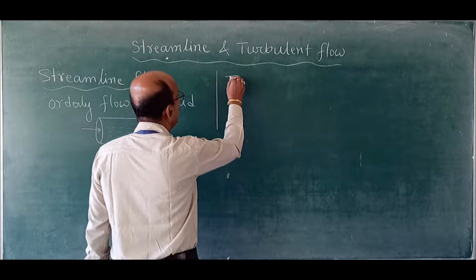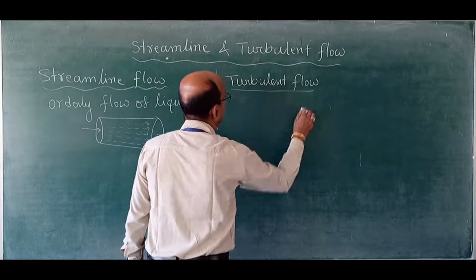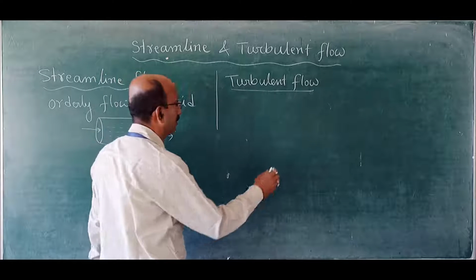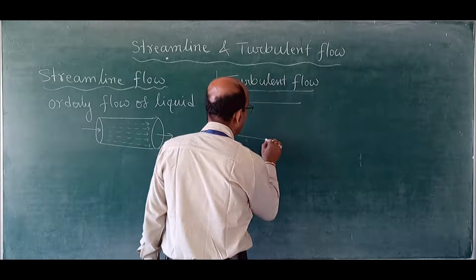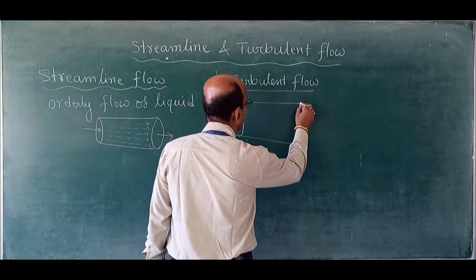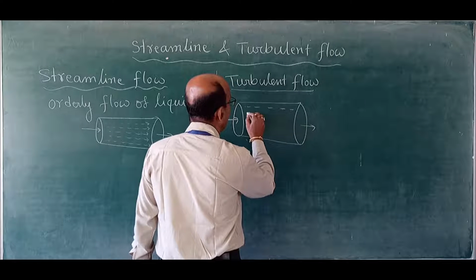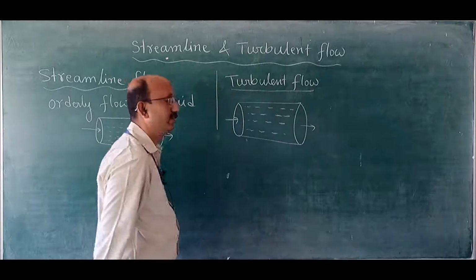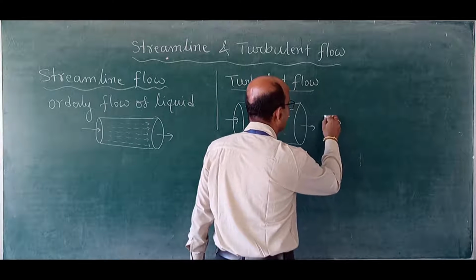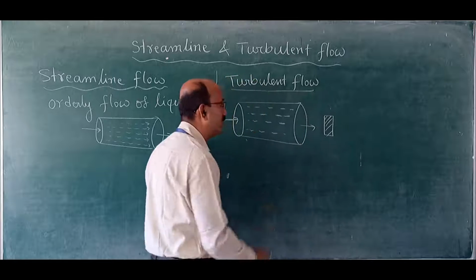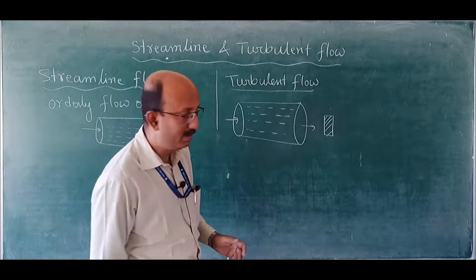But if you compare the turbulent flow of liquid, suppose this is the pipe through which liquid is flowing from this side to that side. Now this is the flow of liquid inside the tube. It is a streamline flow. But when the liquid comes out, suppose we place an obstacle here. This is an obstacle placed just at the mouth of this pipe. So when liquid comes out, it will hit this obstacle.